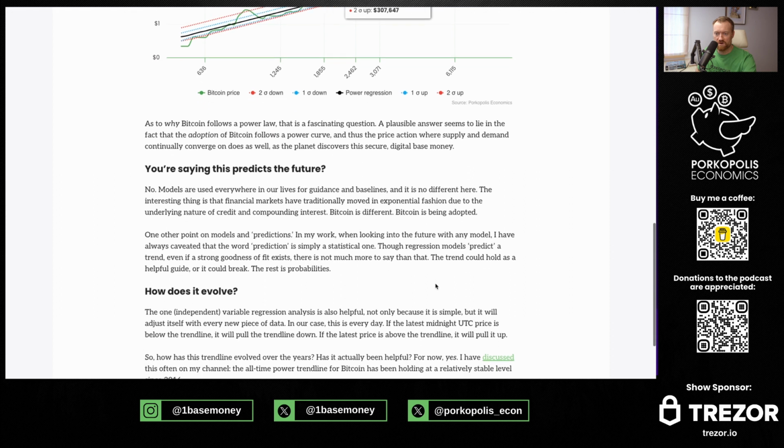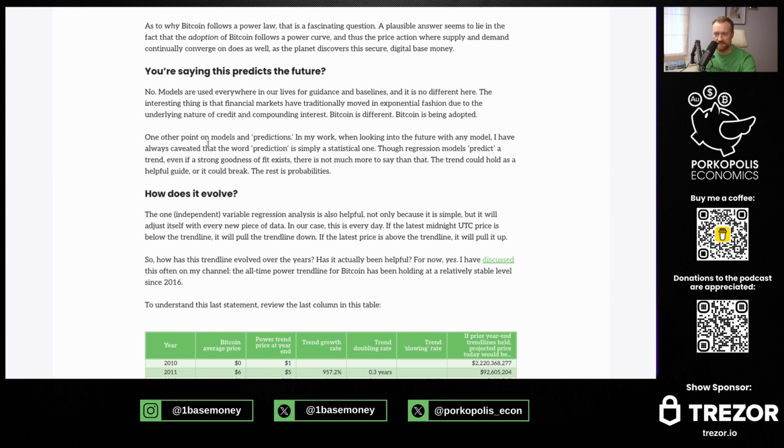Go down a little bit more here. You're saying this predicts the future. Nope. Models are helpful. They are certainly not always useful. There's a couple famous quotes about that. Everybody uses models and predictions to sort of expand on our own baseline in our own lives. It's no different here. There are many cheeky models out there which don't take into account demand.